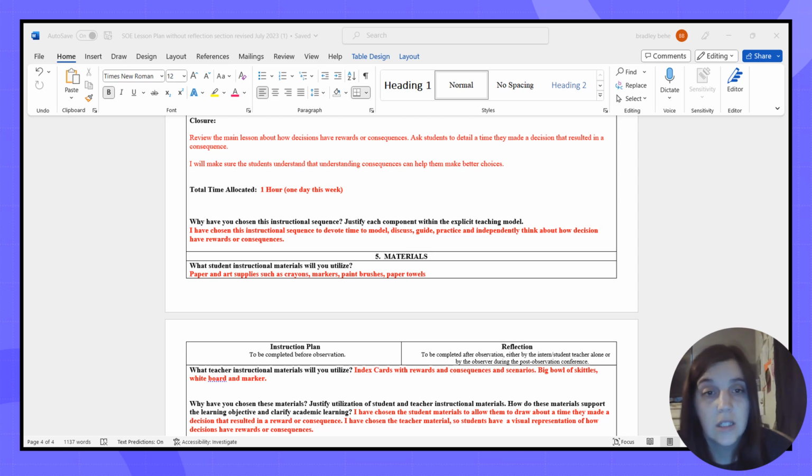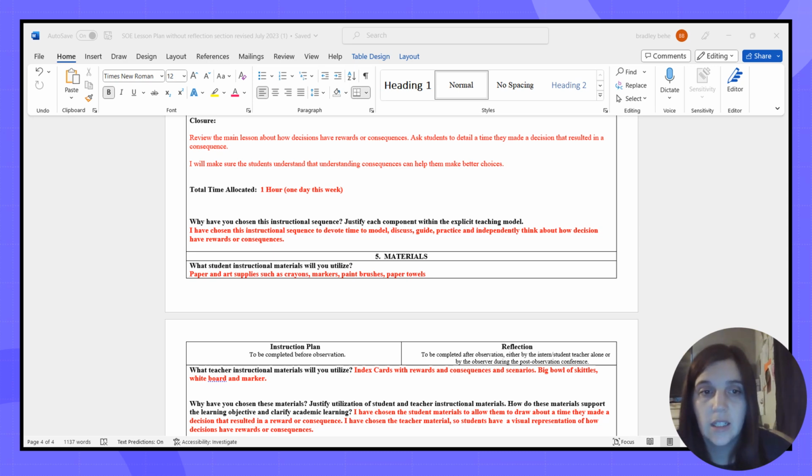I have chosen this instructional sequence to devote time to model, discuss, guide, practice, and independently think about how decisions have rewards or consequences in school life and in real life.